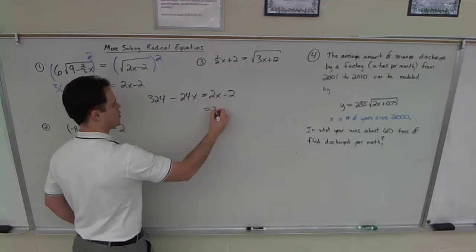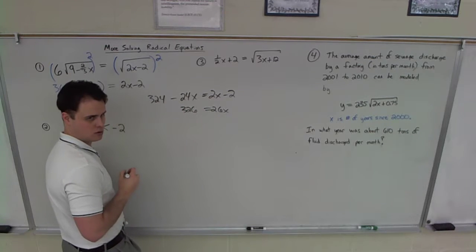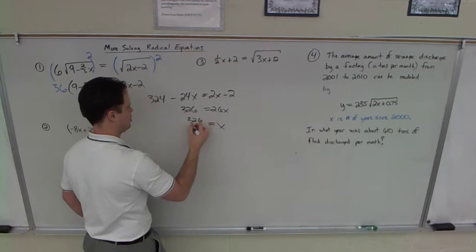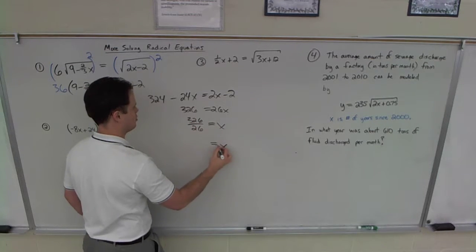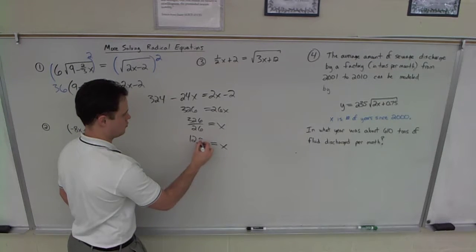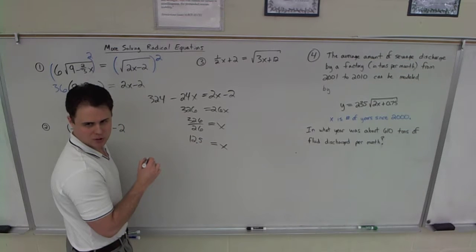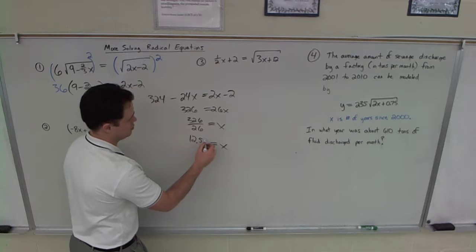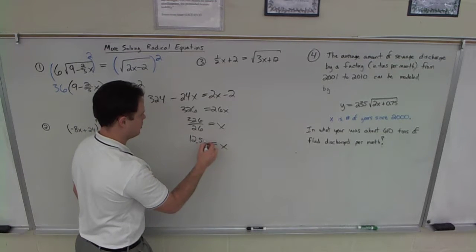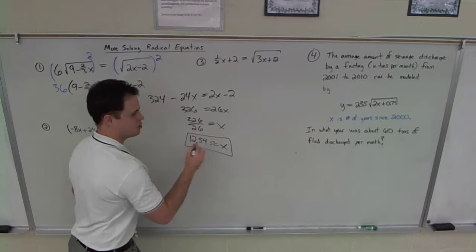I'm going to add 24x, and I'm going to add 2 this way. Cool? And divide by 26. I bet that doesn't come out nice. I bet it's a yucky number. 12.5384. Is it not repeating or anything like that? No? Okay, so we'll just go 5.38. So we'll say 5.4. Approximately, I'll say this is approximately equal to that.